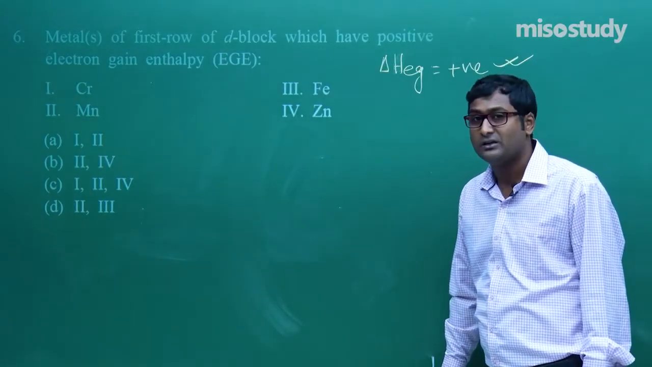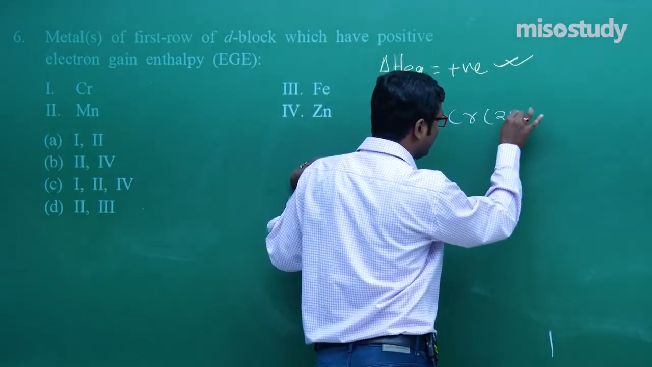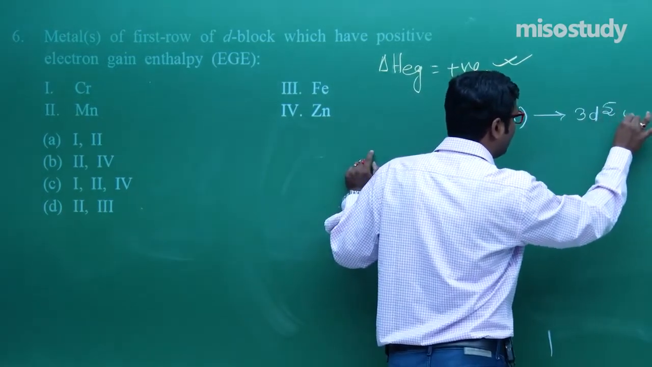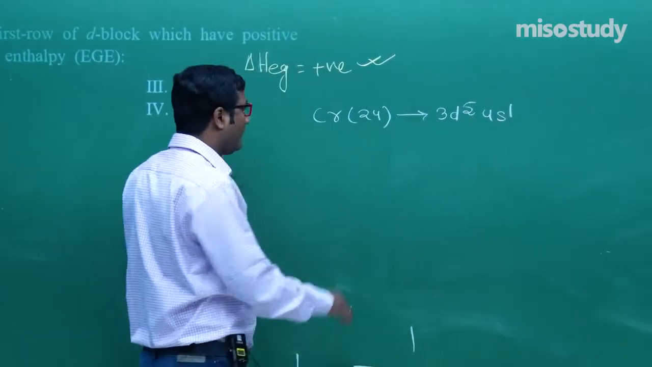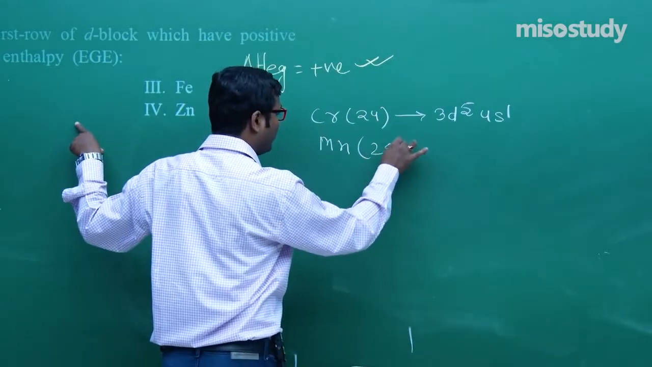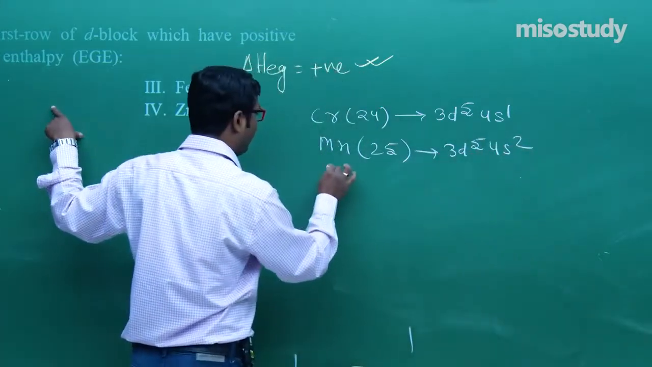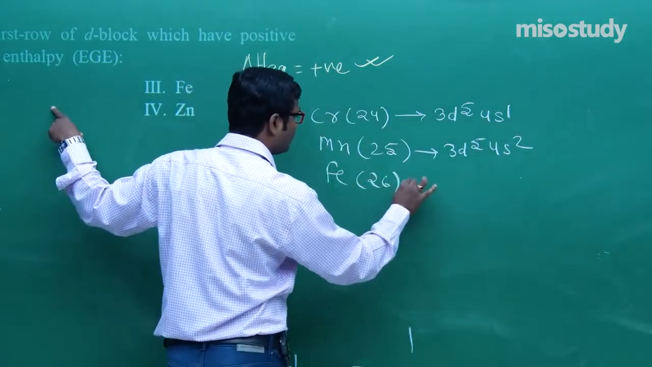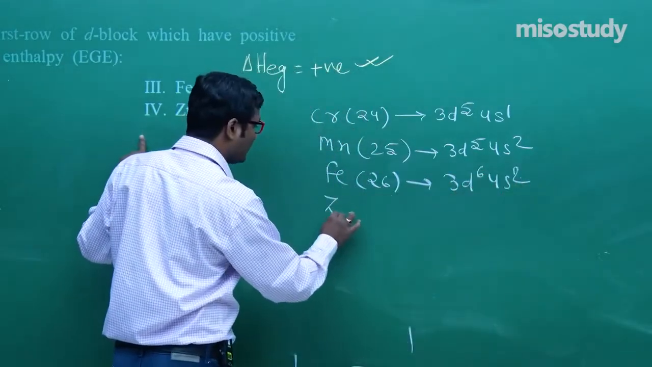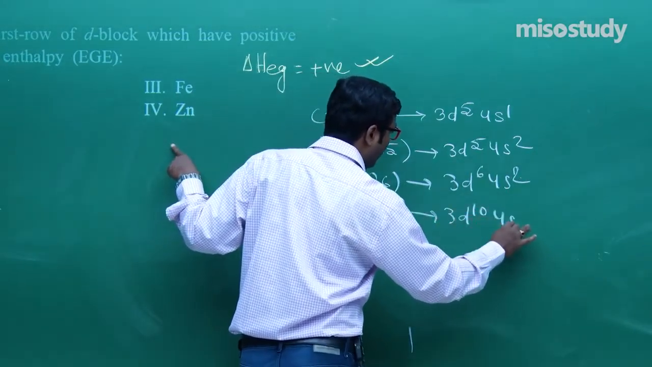So how to proceed? Tell me how to check. Look at, if I talk about chromium, atomic number 24, yes sir, it has the electronic configuration 3d5 4s1. Clear? If I talk about Mn, atomic number 25, it can be written like this, 3d5 4s2. If I talk about iron, atomic number is 26, it can be written like this, 3d6 4s2. If I talk about zinc, Zn, atomic number is 30, it can be written like this, 3d10 4s2.